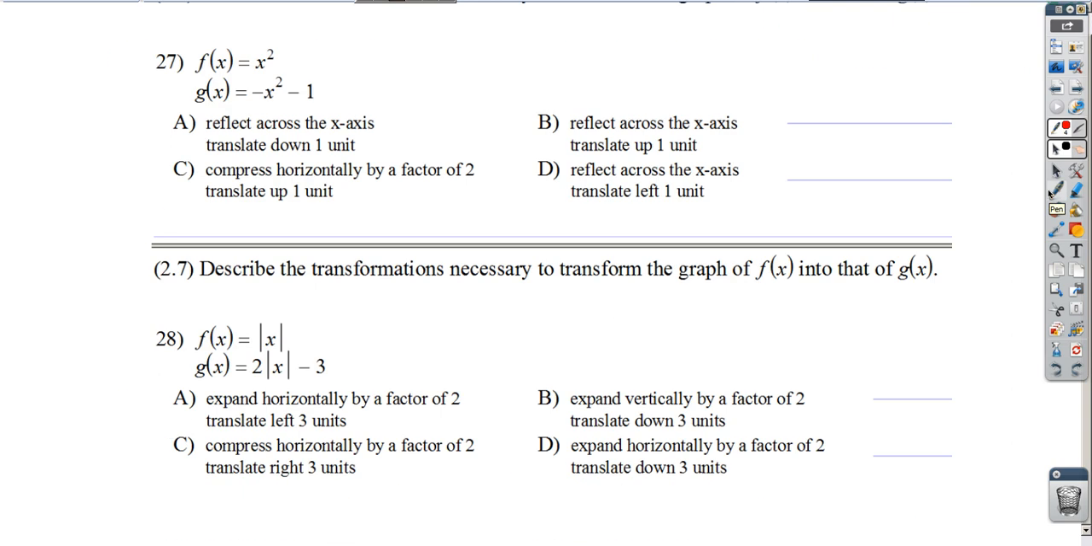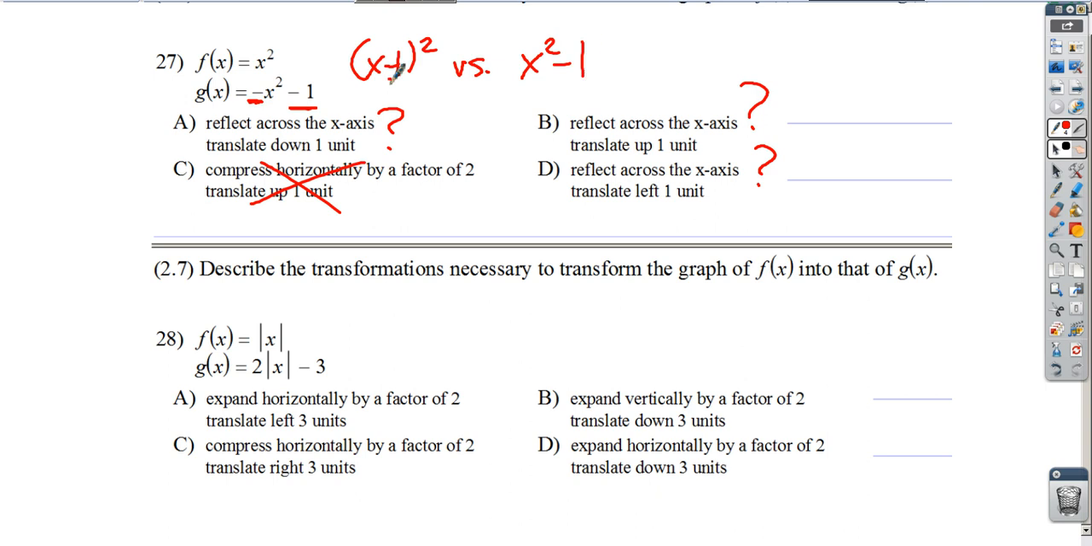So let's apply that reasoning to each of these. So first of all, this negative right here, we just said is going to reflect it across the x-axis, so this one might be possible. This one has nothing to do with reflecting. This one might be possible, that one might be possible, because we're reflecting. This right here, now notice the difference between this right here versus this right here.